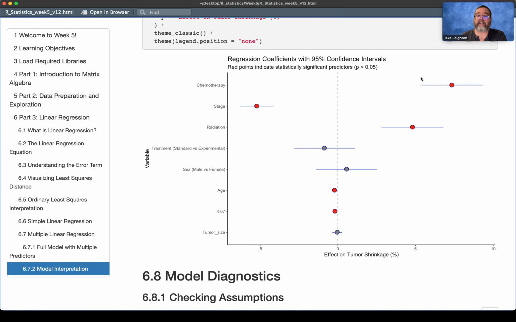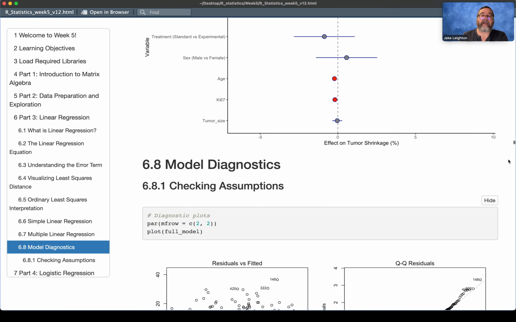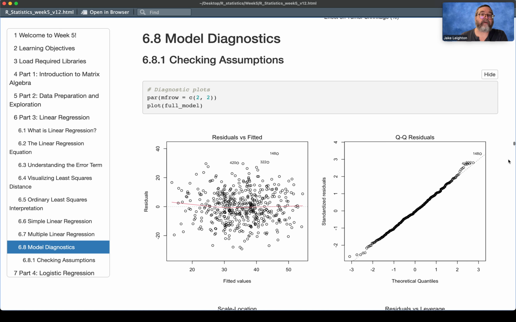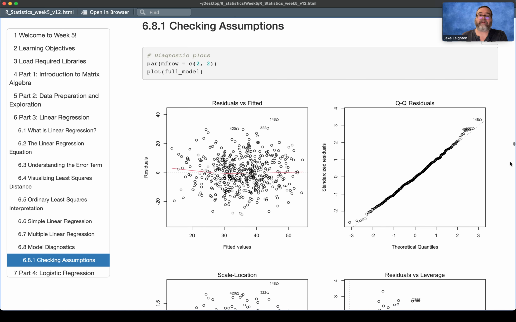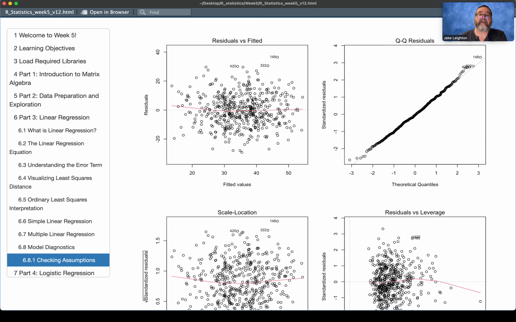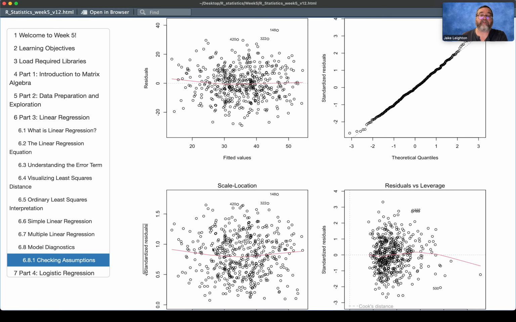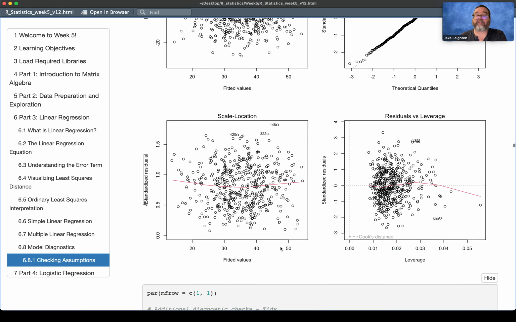And we see, once again, this really negative effect with stage and a really positive effect with the chemo and the radiation. So now that we have our model, let's check some of the assumptions. If you just plot the actual full model, base R gives you these values. The top right is our normal plot, we know that. On the left, the two plots have to do with equal variance, so you want the values distributed with the line being relatively straight.